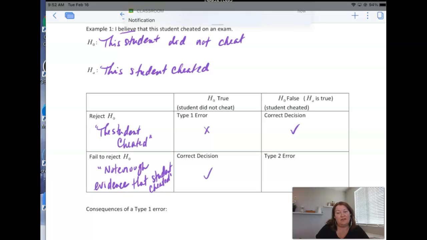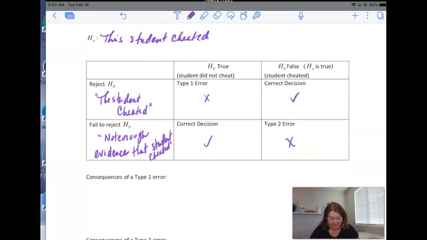But if I said, I don't have enough evidence to prove that they cheated, so I'm going to go with that they didn't cheat, and then we find out later that the student cheated, that is a type 2 error, okay? What's the consequences of a type 1 error? Well, the consequences of a type 1 error follow that through. I say the student cheated, but then later find out that they really didn't. Well, what could happen there?